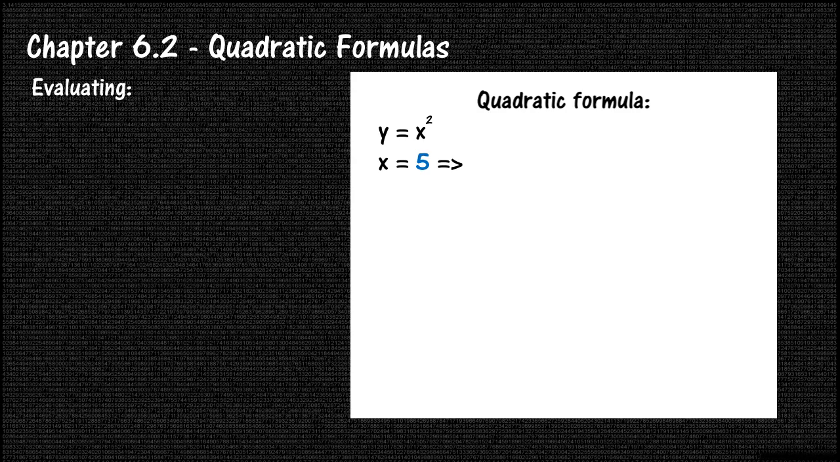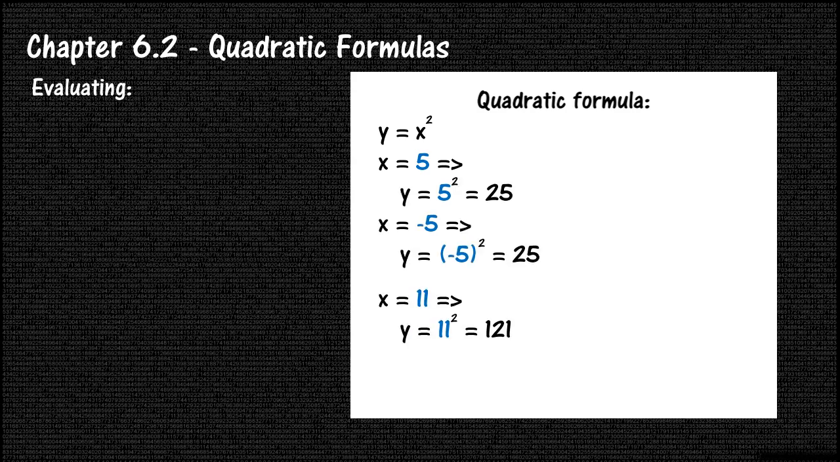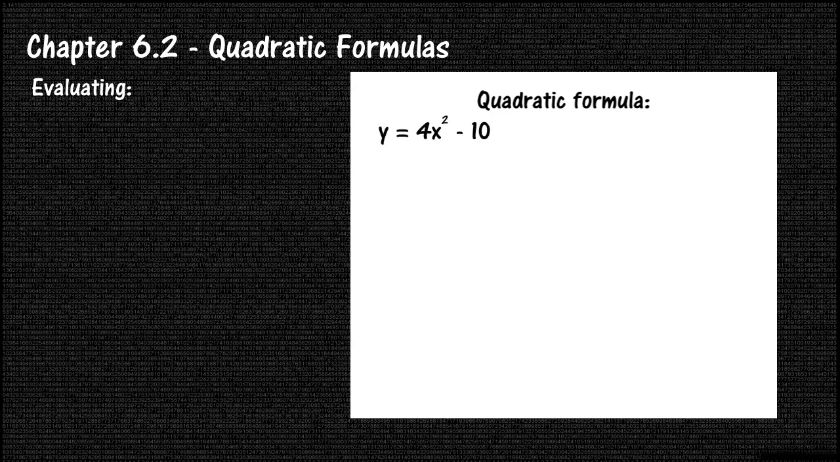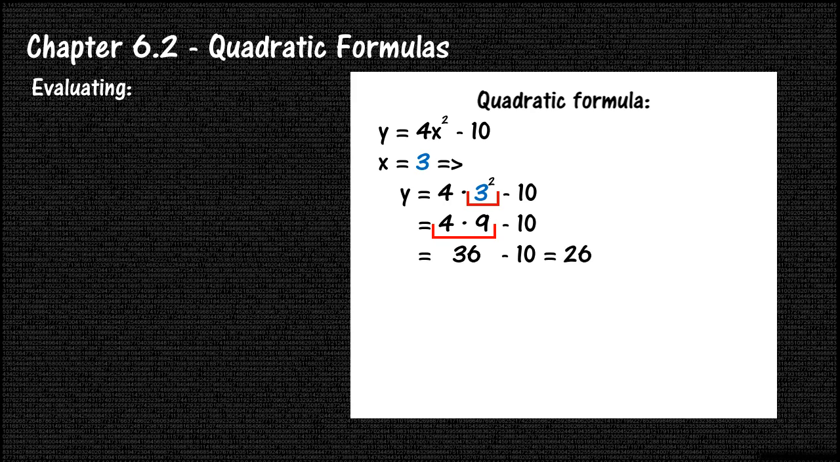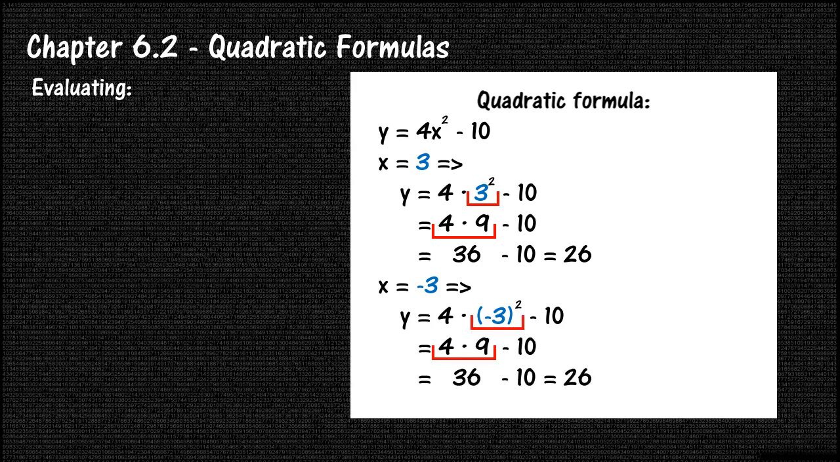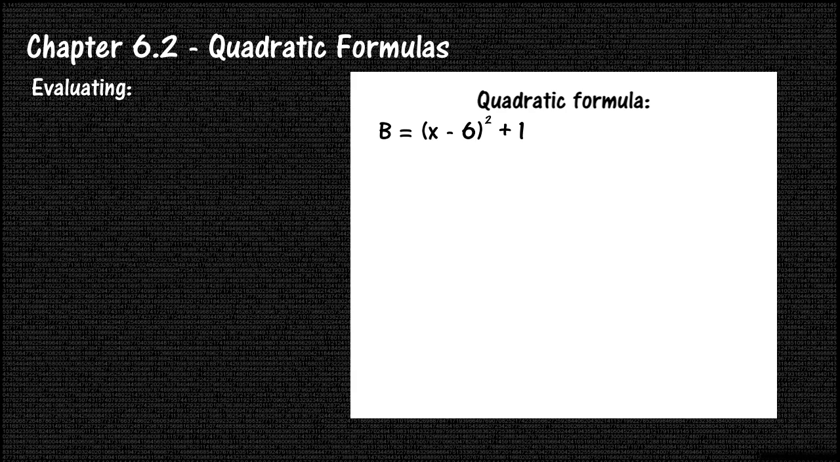Most of the time, using the additive inverse of a number should give you the same answer. For y is equal to 4x squared minus 10, if I evaluate this for x is 3, I get y is equal to 4 times 3 squared minus 10, which is equal to 26. If I evaluate this for minus 3, I get y is equal to 4 times minus 3 squared minus 10, which is also 26. However, this is not always the case.